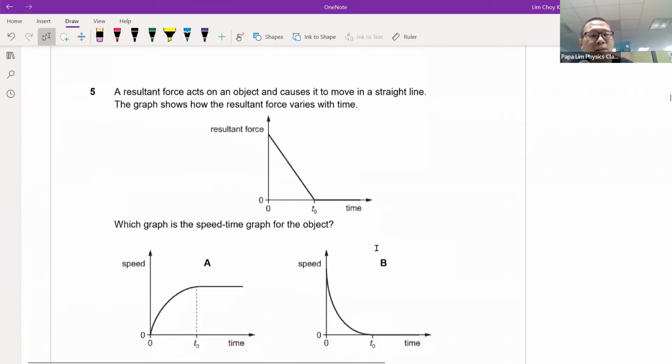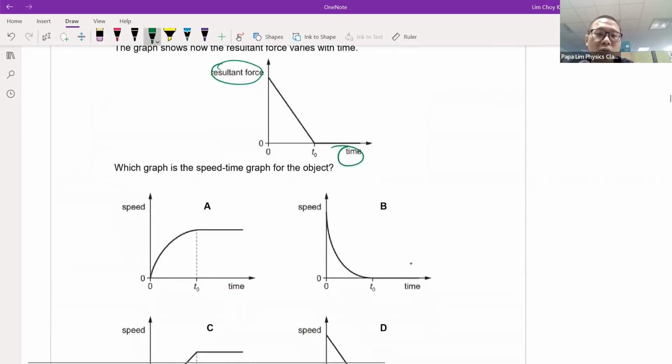Question 5. Question 5 is an interesting one. In question 5, you deal with dynamics, whereby you tell the students how the resultant force changes with time. Then after that, the question goes one step further to ask the students to deduce the speed-time graph for the object here. So between resultant force T0 to T0, the resultant force is decreasing. So if you look at resultant force, F net equals ma.